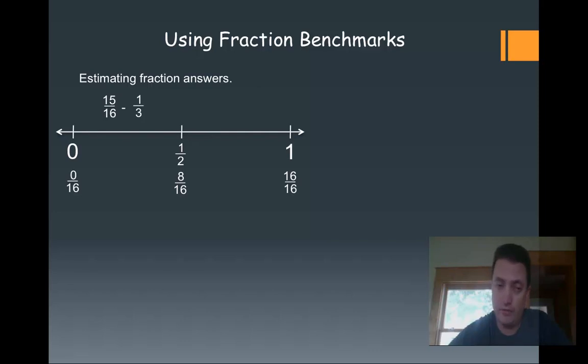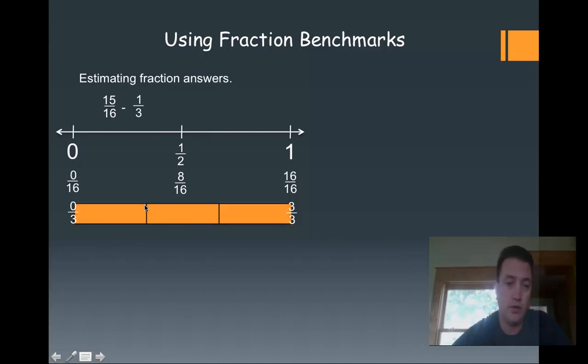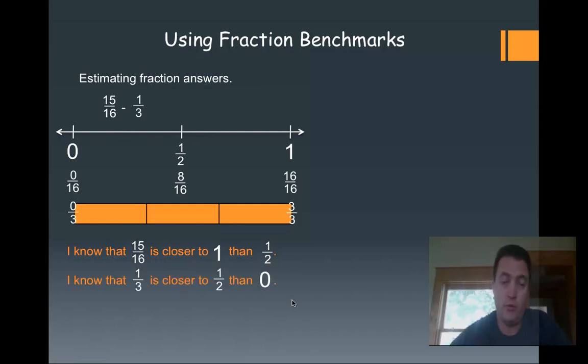1/3's a little tricky, okay? Because you've got 0/3 and you've got 3/3, but there really isn't a midway point for 1/3. So something that might help you is if I made the fraction bars the same length here as 0 or 1, you can see that 1/3 falls right here. That is clearly closer to 1/2 than it is to 0 way over here, all right? So I know that 15/16 is closer to 1. Again, it's only 1 away than to 1/2, all right? And I know that 1/3 is closer to 1/2 than it is to 0.